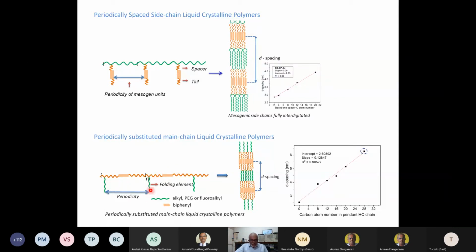And this pendant unit is something we call a folding element. That means it drives the polymer simply to fold, but then the mesogens actually layer. So in these X-ray scattering profiles, what you see is the distance between the adjacent mesogen layers.